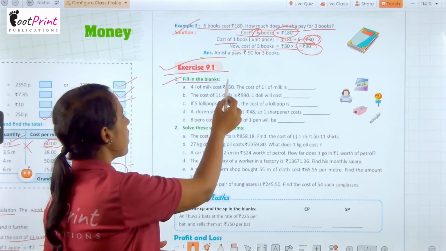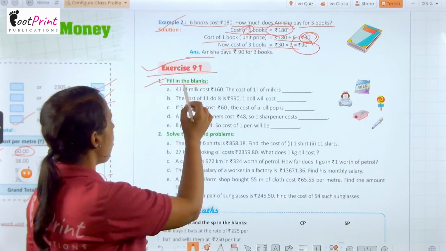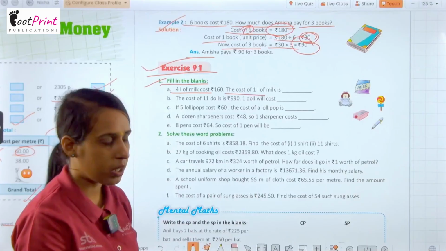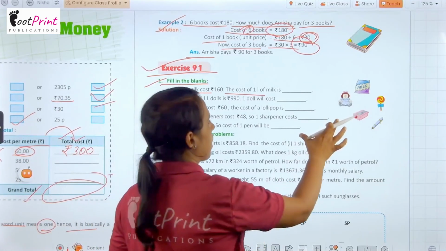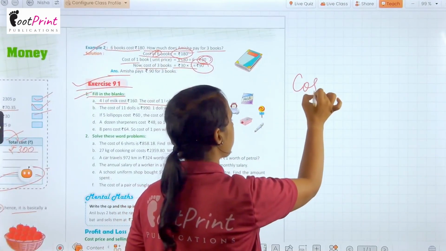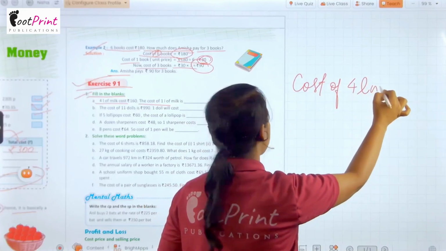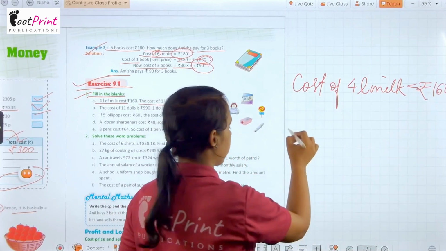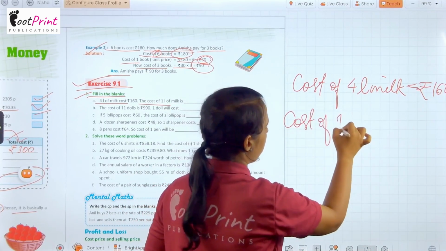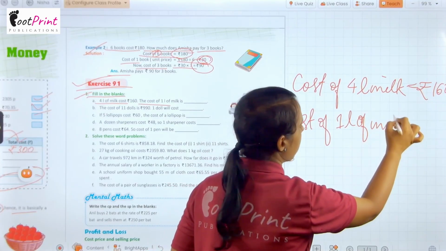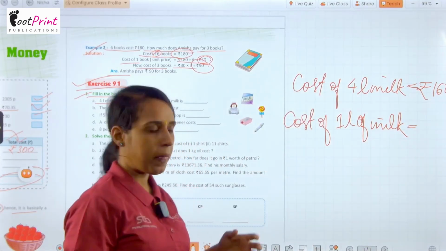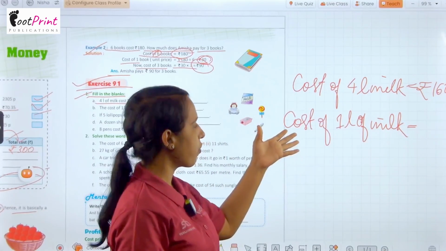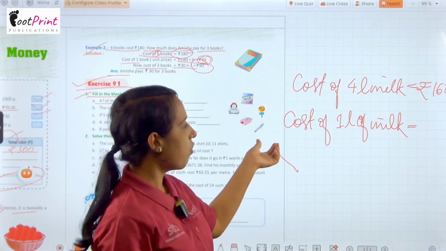First question is fill in the blanks. In this we have 4 liters of milk costing 160 rupees, and we have to find the cost of 1 liter of milk. Here we write the cost of 4 liters of milk is 160, and we have to find the cost of 1 liter. If we have the value of more than 1 and we have to find the cost of 1, we will divide.